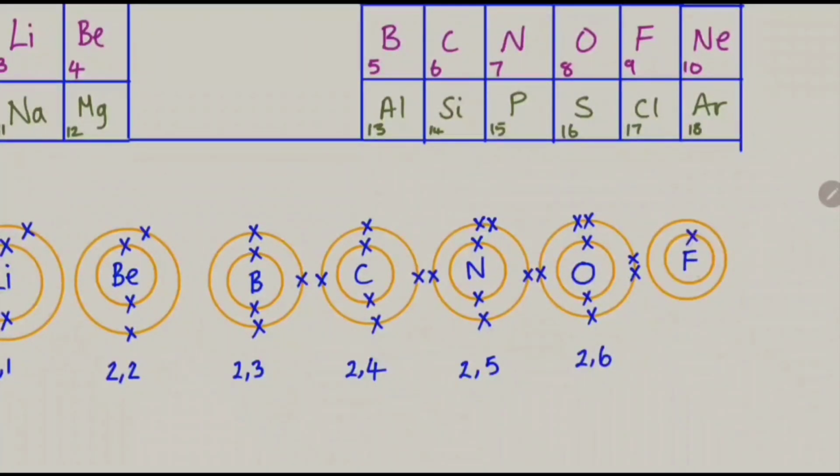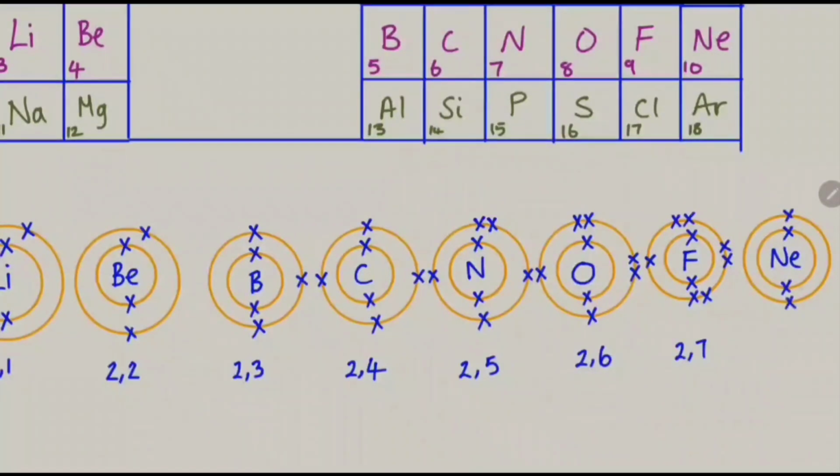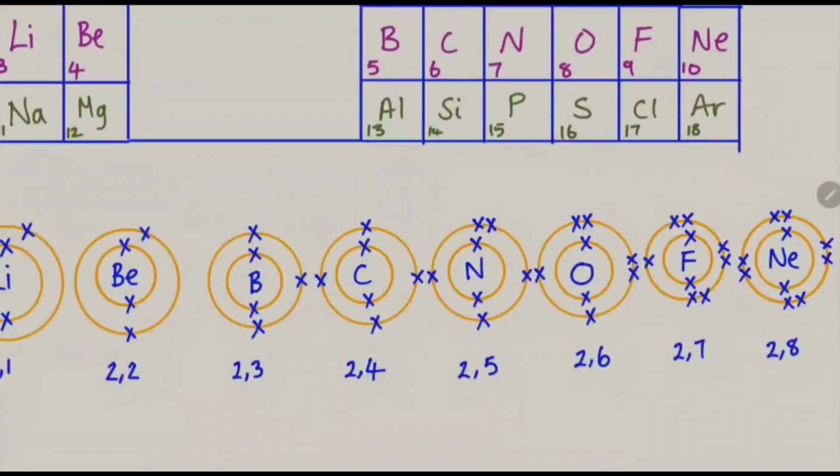Then we move on to fluorine. We'll have 2 electrons in the first, and 1, 2, 3, 4, 5, 6, 7. So 3 pairs of electrons, 2, 7, and then neon, which is the last element in this period: 2 in the first, and then 8 in the second energy level. So 4 pairs of electrons. So 2, 8 is its electronic structure. Note that the maximum number of electrons in the second energy level is 8.